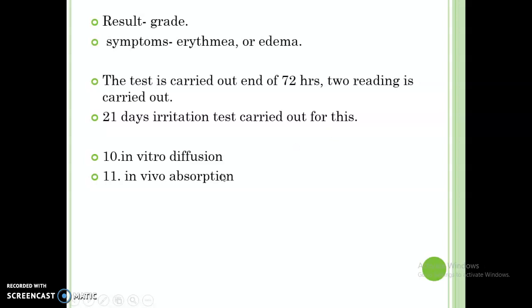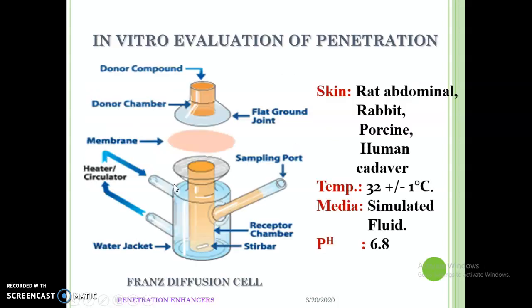Right. The next test is in vitro diffusion and in vivo absorption. For in vitro evaluation of penetration, we use the Franz diffusion cell apparatus, which has this kind of construction, and for the skin we generally use rat abdominal, rabbit, or human cadaver skin.